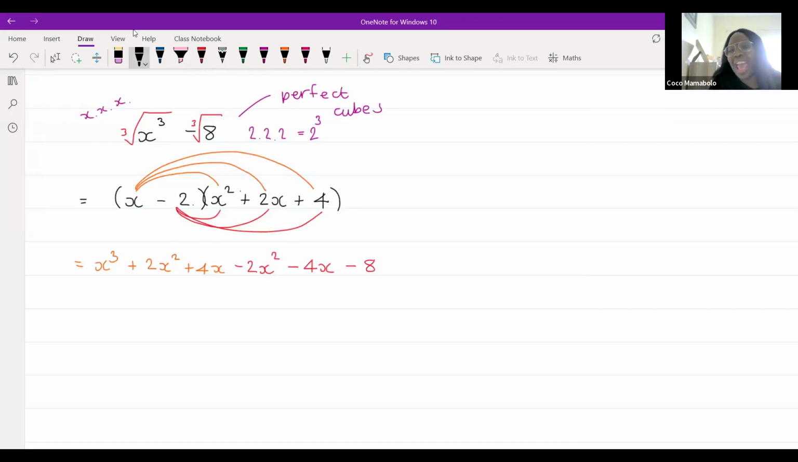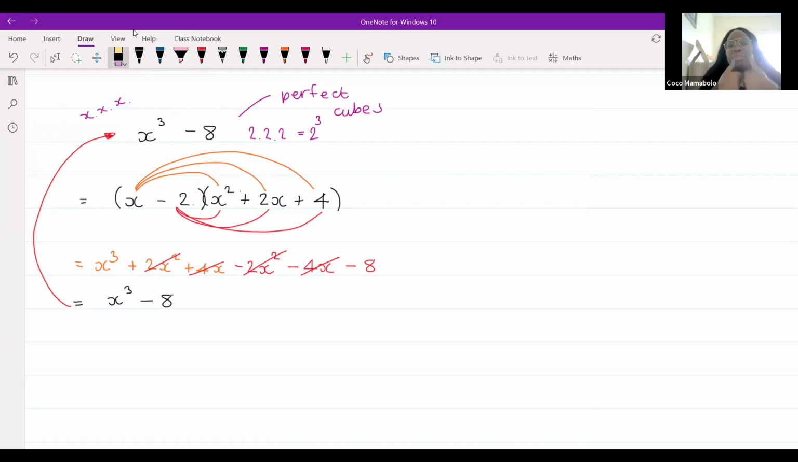Now I'm just going to add like terms. I notice that 2x squared minus 2x squared gives us 0, and 4x minus 4x gives us 0. So what I have left is x cubed minus 8, which is exactly what I started off with at the beginning. I ended up with what I started with. All right, thumbs up, everybody. Yes, are you guys with me?